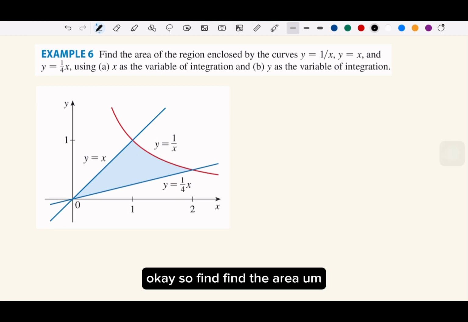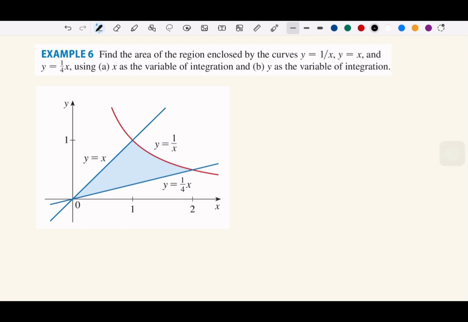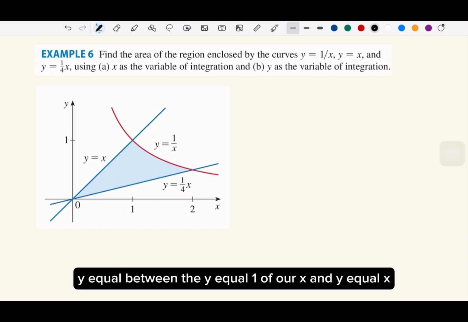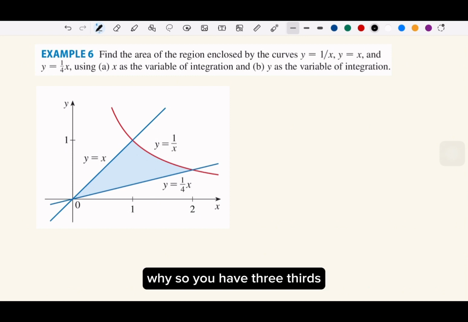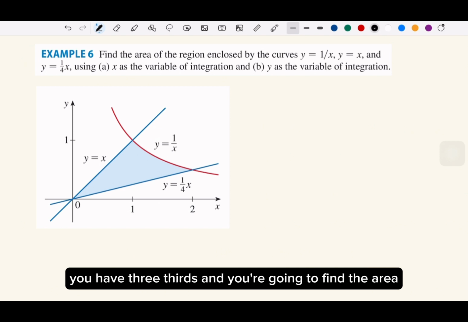Okay, so find the area between y equals 1/x and y equals x. And then also y equals 1/(4x). So you have 3 terms, and you're going to find this area together.